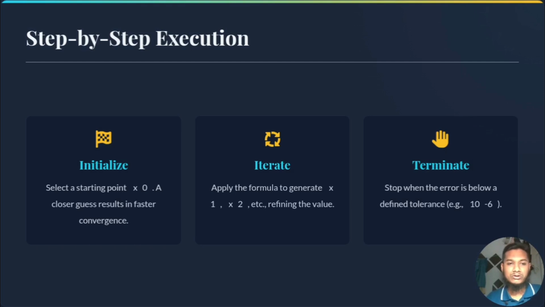The algorithm is straightforward to implement programmatically. First we initialize a reasonable starting guess, then we iterate through a loop, updating x, and terminating when the change between steps drops below our error tolerance, usually 10 to the power minus 6 or smaller. It is a loop that refines itself with every pass.